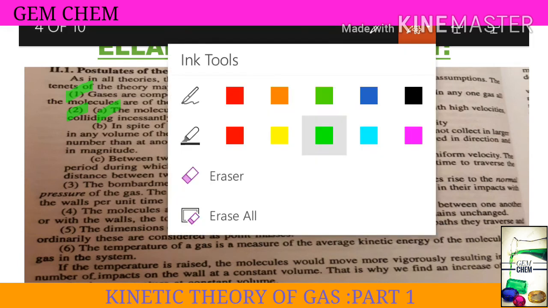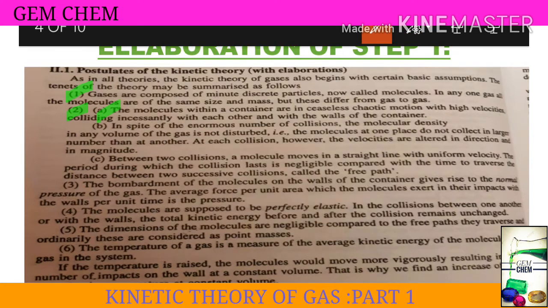Now, the third point, that is 2B. In spite of enormous number of collisions, the molecular density in any volume of the gas is not disturbed. That is, the molecules at one place do not collect in larger number than at the other. At each collision, however, the velocities are altered in direction and in magnitude. It means that though there is random motion, there is no cluster formation or grouping of molecules in a particular direction.